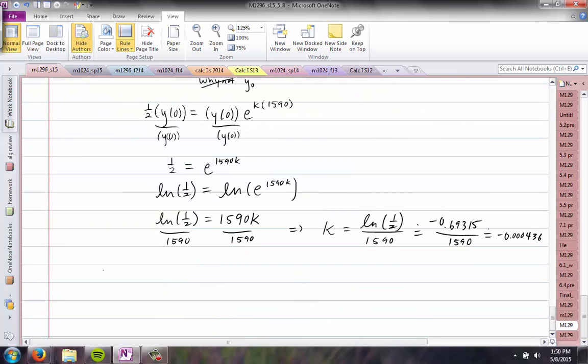So all that's left to do is go back and write our model with the initial amount in there, with our k, -0.000436 times t, and we'll call it a day.